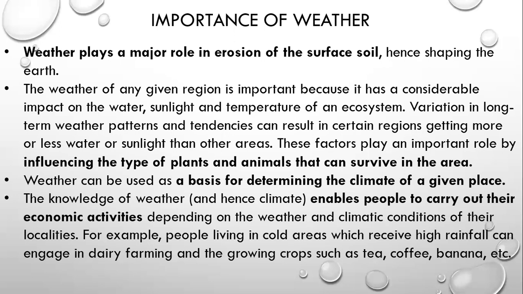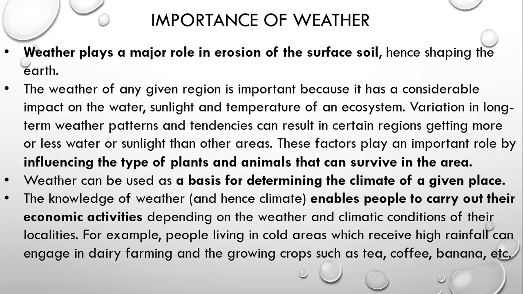The third one is that the weather can be used as the basis for the determination of the climate of a given place. So the climate of a given place is determined through the weather conditions that are experienced over very short periods of time. The average condition obtained from such short times, collected over a long time, determines the climate of a given place.